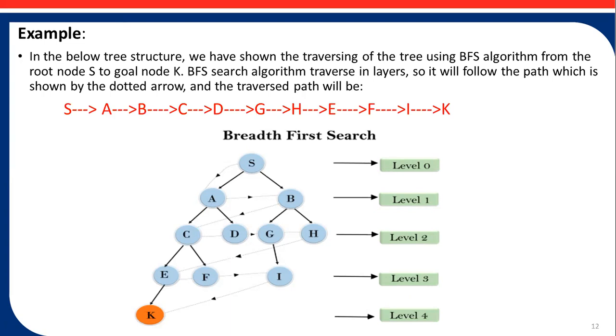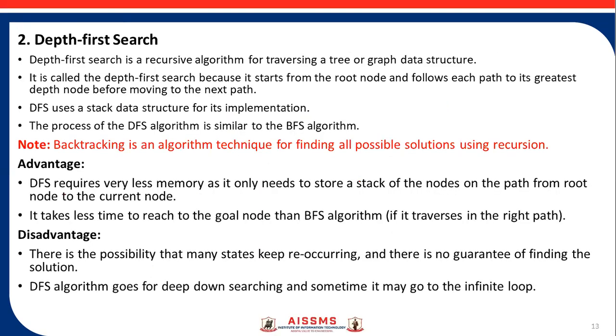Again, it goes to the second level. There are four nodes in the second level: C, D, G and H. So after B, it will go to C, then D, G and H. After that, this level is completed. Then the third level, which has three nodes: E, F and I. So after H, it will visit E, then F, I. And the last level is level 4, that is the K node. So this is how breadthwise searching occurs in breadth-first search. That is the breadth-first search algorithm example.